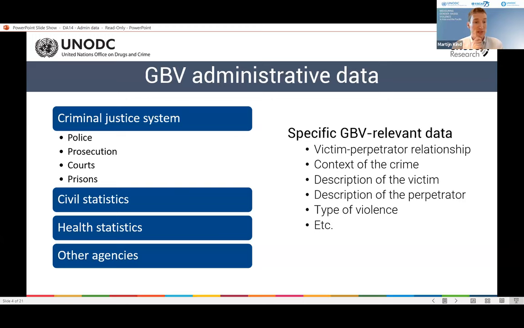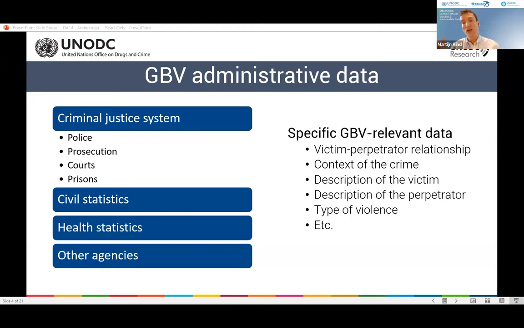We know, for example, that the civil justice system that performs family law functions sometimes issues protection orders to prevent the offender from having contact with the victim. We can use that kind of data as well. From the health system, we can use medical records to identify women that have been treated in medical facilities to track gender-based violence trends as well. And there are lots of other agencies that are also producing administrative data that could be relevant. A common example is public housing services. These will often help victims of domestic violence find temporary shelter or more permanent alternative housing.